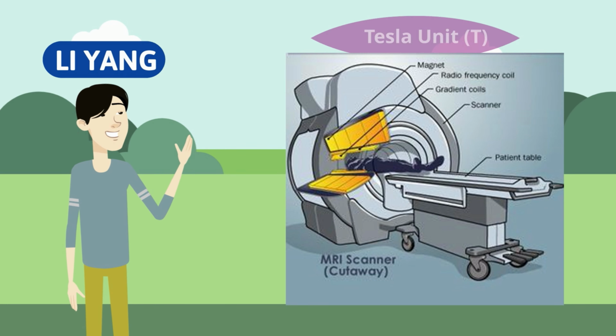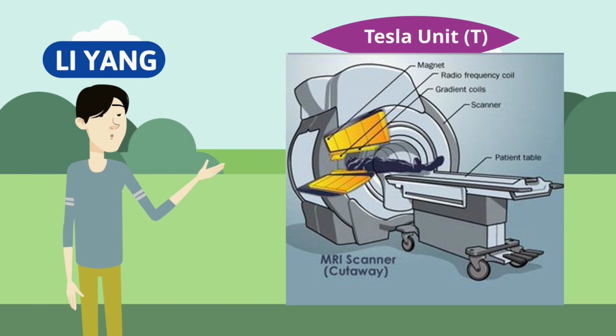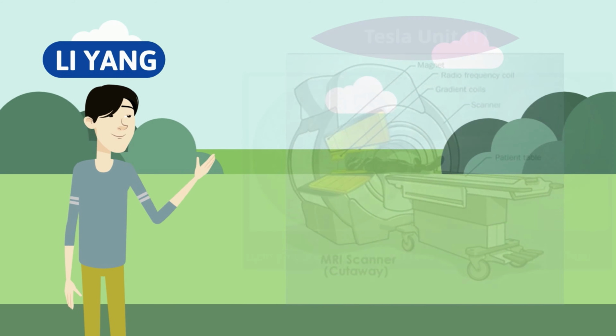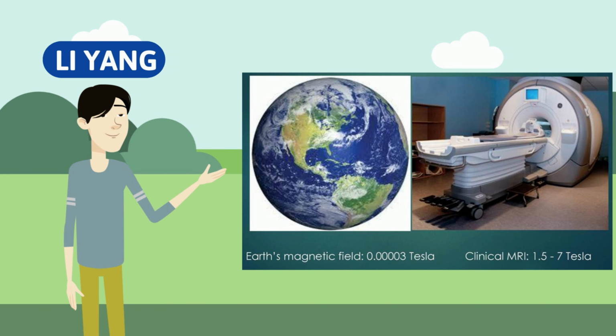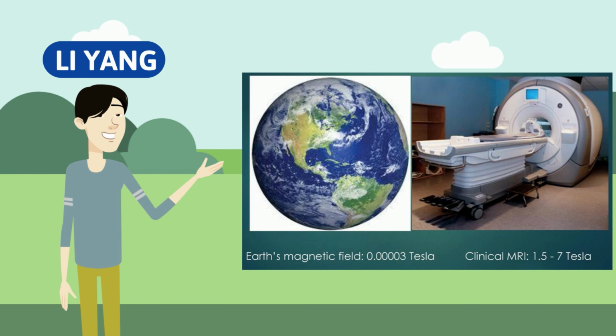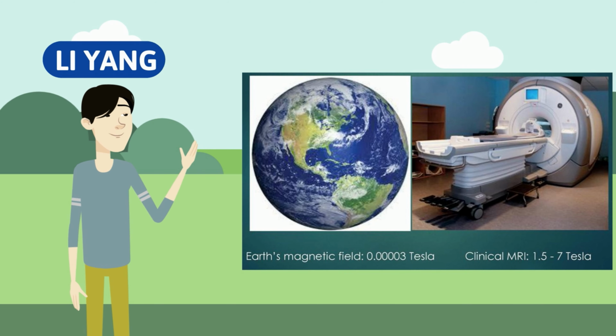In an MRI system, the biggest and most important component is the magnet. The strength of a magnet in an MRI system is rated using a unit of measure known as Tesla. As we can see in this photo, MRI systems create a magnetic field of 1.5 Tesla to 7 Tesla, and Earth's magnetic field is just 0.00003 Tesla. So you can see how powerful these magnets are.